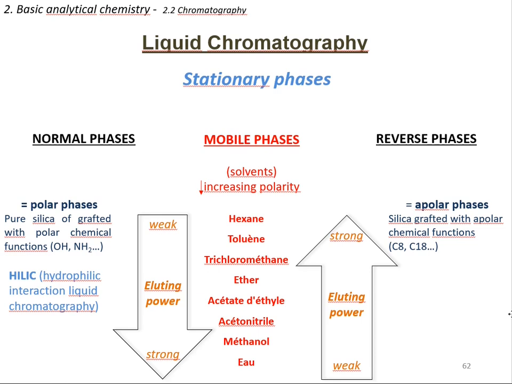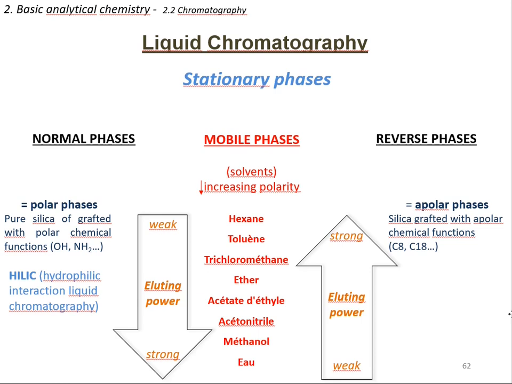And when you increase the polarity of the mixture, you increase the strength of eluting power. So in normal phases, non-polar solvents are weak solvents. They are not very efficient at eluting the molecules, while polar solvents are strong solvents with a strong elution power.